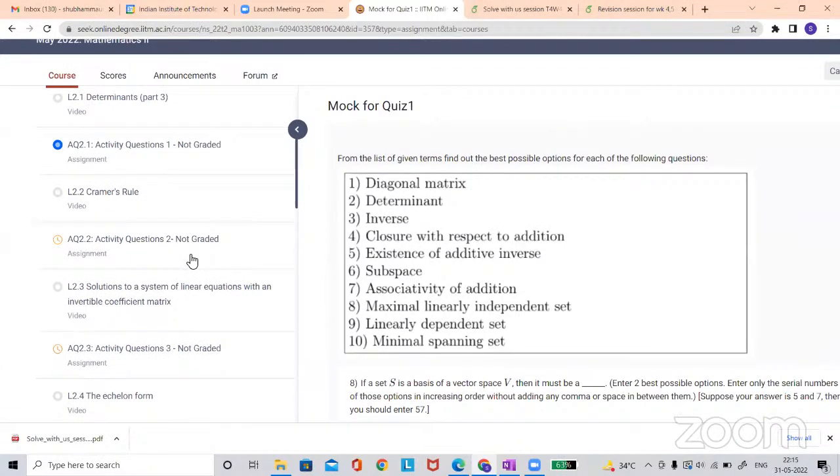No. So if such a thing happens, you can raise your hand. If there is an ambiguous question, you can raise it in the discussion forum, and it will be clarified. It will never be like that. And I don't think, sir, that this type of question will be in the quiz.